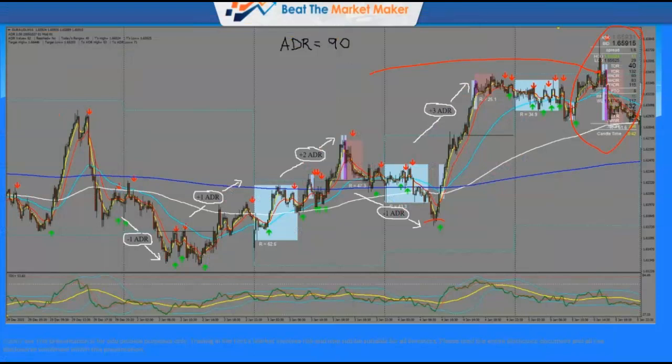What do I have left? I got about 60 pips left on a 90 ADR instrument. Okay, I'm looking to get long.